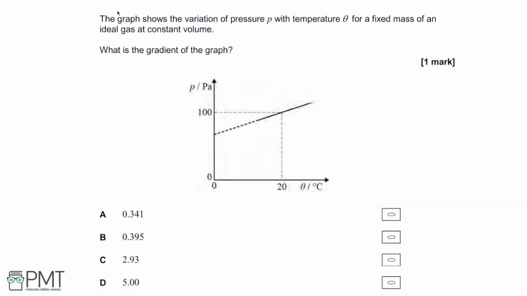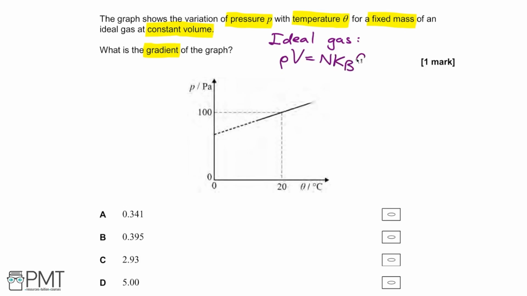This question is about ideal gases. The question says, the graph shows the variation of pressure P with temperature θ for a fixed mass of an ideal gas at constant volume. What is the gradient of the graph? In order to answer this question, we need to use the fact that we're dealing with an ideal gas at constant volume. Because we're dealing with an ideal gas, it means we can use the ideal gas equation, which says that PV is related to N, the number of particles in the gas, times Boltzmann's constant, times the temperature, which in this case is given by θ. So P over here is the pressure and V is the volume.